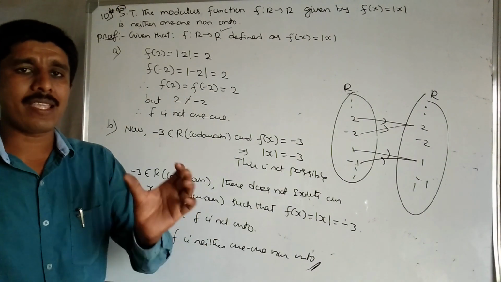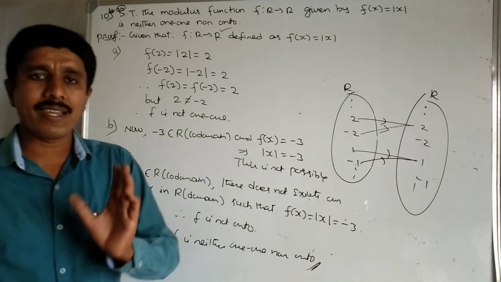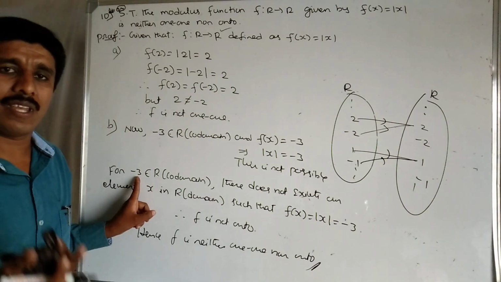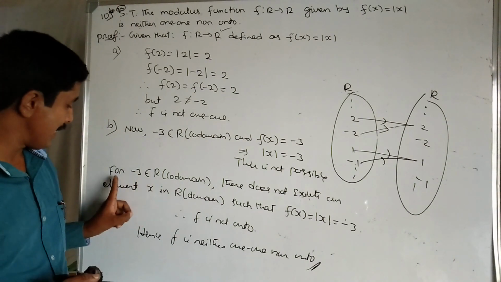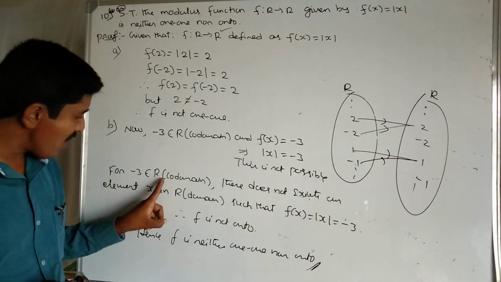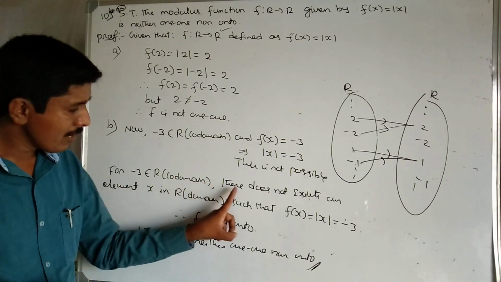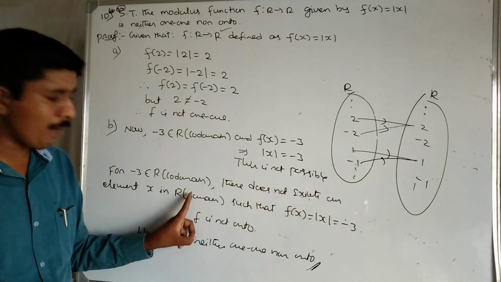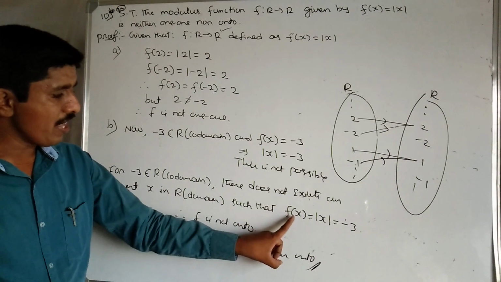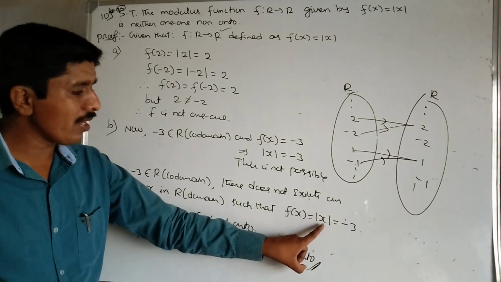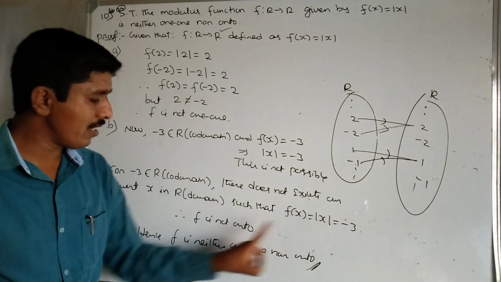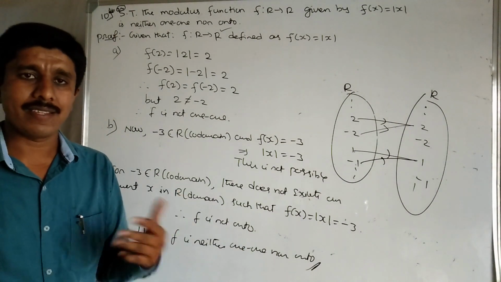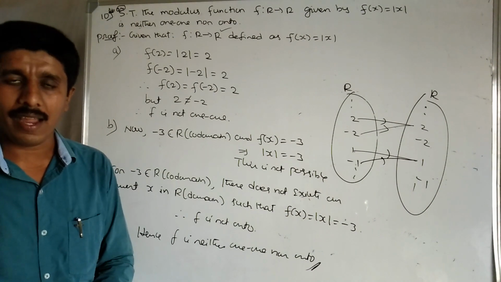So clearly, it is not onto. Take any negative real number and prove that it is not onto. Instead of minus 3 you can take minus 2, minus 1, minus 2.5. For minus 3 belonging to our codomain, there does not exist an element x in our domain such that f of x equal to modulus of x equal to minus 3. Therefore, it is not onto. Hence it is neither 1-1 nor onto.